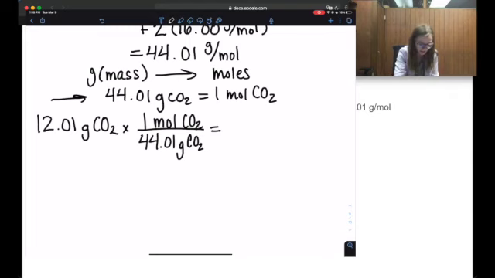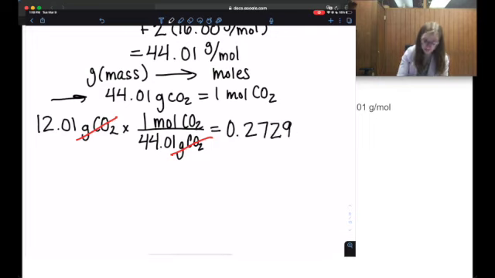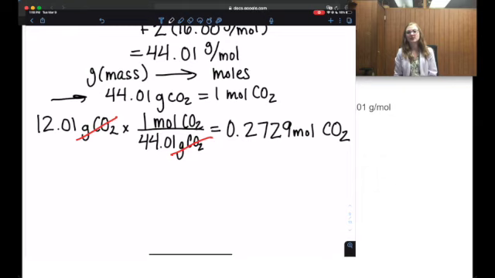I'm going to check my units, see where I'm at. So I've got grams of carbon dioxide on the top, grams of carbon dioxide on the bottom. Cancels out. I'm left with moles of carbon dioxide on the top, and that's where I was headed. So I think I'm on the right track. So I'm going to do my math, multiply this out. Remember, we just multiply across and divide down, and that gives us 0.2729 moles of carbon dioxide. Not too bad.